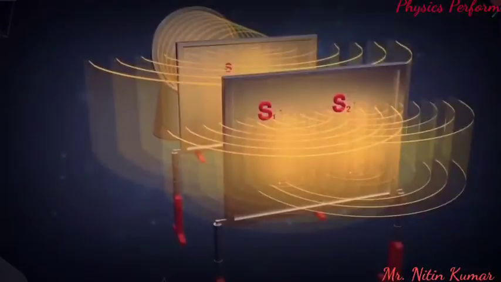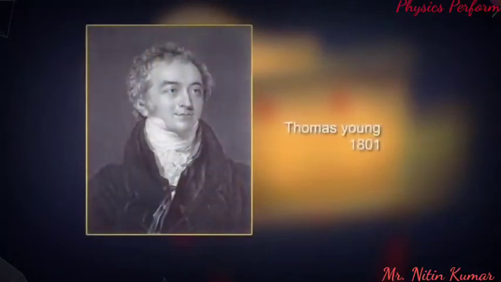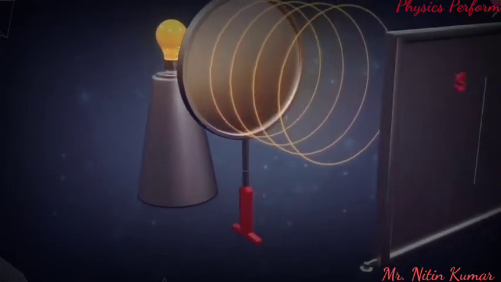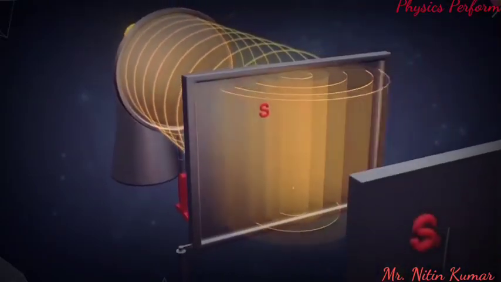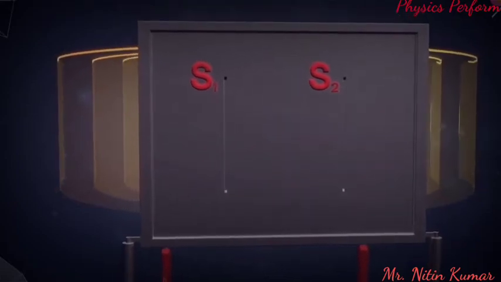Interference of light waves and Young's double slit experiment. Now let us discuss about interference produced by light waves. This experiment was first carried out by British physicist called Thomas Young in the year 1801. In Young's experiment, a monochromatic light from an illuminated slit S is allowed to fall on two symmetrically placed parallel slits S1 and S2 that are very close to each other and are at equal distance from the source S.